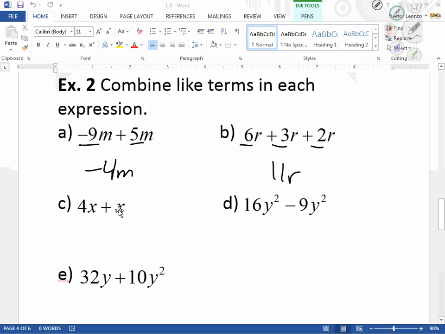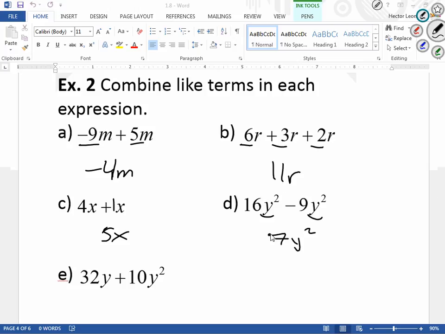Here, technically, in front of this last x, there's a 1 in front of it. Do write it if you need to. So 4x plus 1x, I'm just going to call this 5x. And in this one, notice how they have a y to the second power, but it's still the same y to the second power. So I'm just going to look at my coefficients. 16 minus 9, I'm going to call that 7y squared.